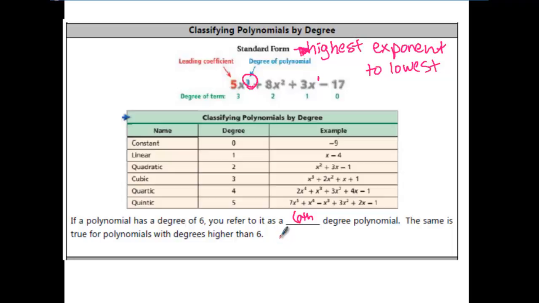You would just say it's whatever that number happens to be. So it could be the 73rd degree polynomial. It could be a 58th degree polynomial. So it doesn't matter what number it is. If it's higher than 6, or if it is 6, you just use that number.